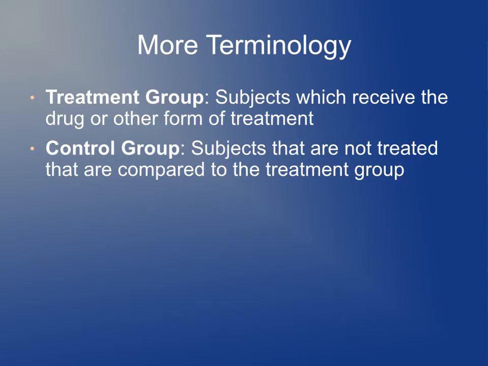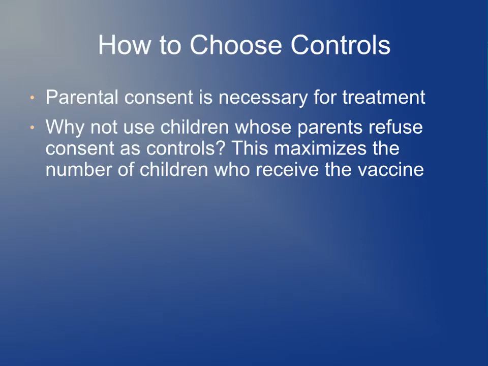A little bit more terminology in general when you're talking about an experiment. Those who receive the drug or other form of treatment are referred to as the treatment group, and those who are not treated that are compared to the treatment group are known as the control group. So, anyway, we've established that we need to choose controls. How should we choose controls?